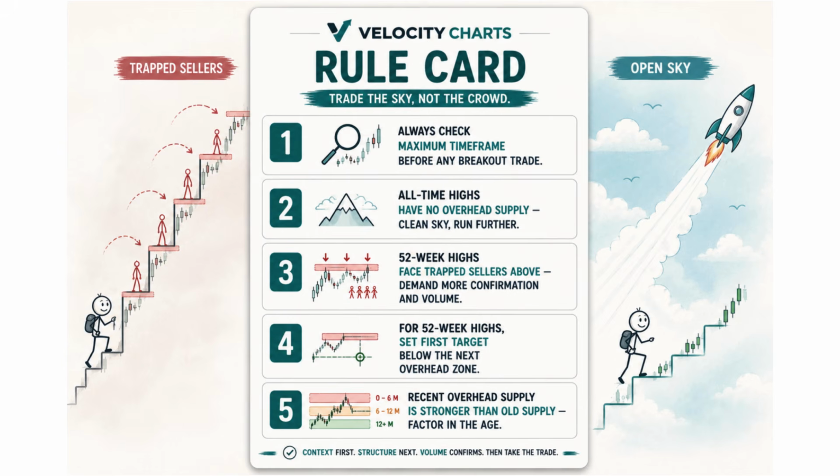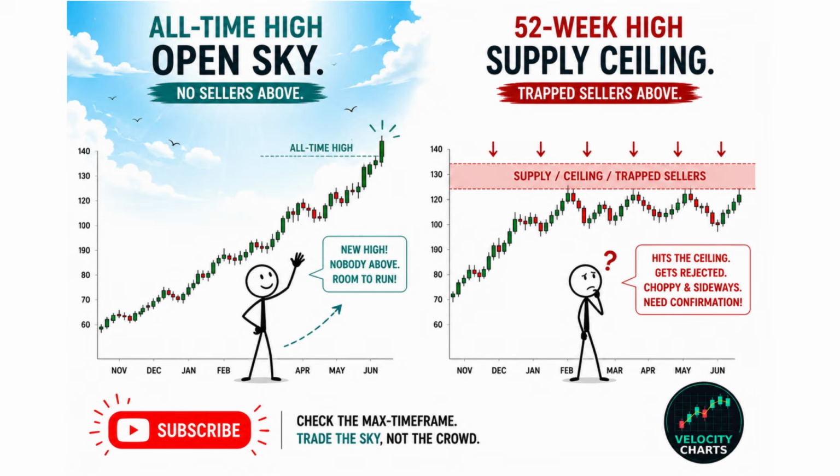5 rules. Screenshot this. 1. Always check maximum time frame before any breakout trade. 2. All-time highs have no overhead supply. Clean sky, run further. 3. 52-week highs face trapped sellers above. Demand more confirmation and volume. 4. For 52-week highs, set first target below the next overhead zone. 5. Recent overhead supply is stronger than old supply. Factor in the age.